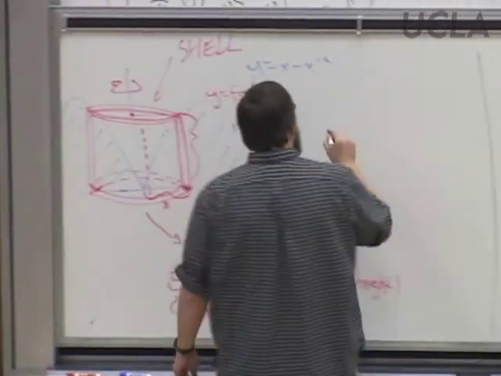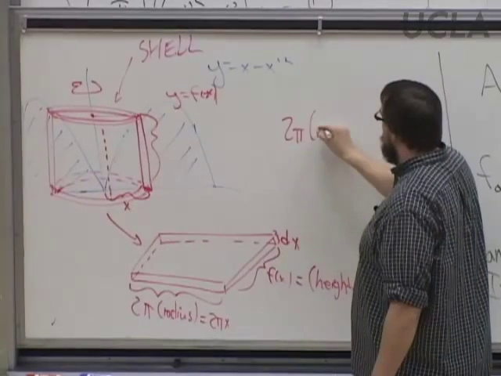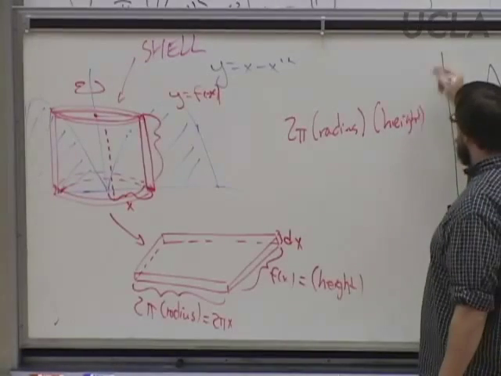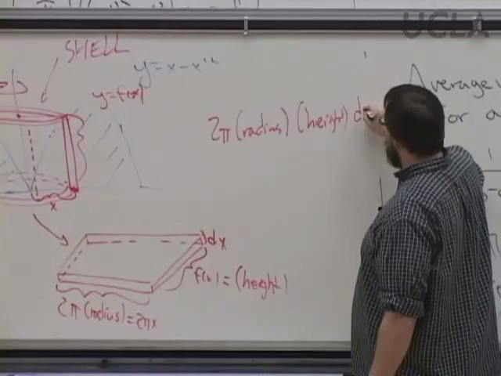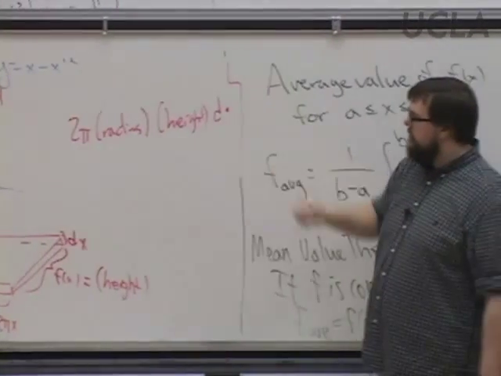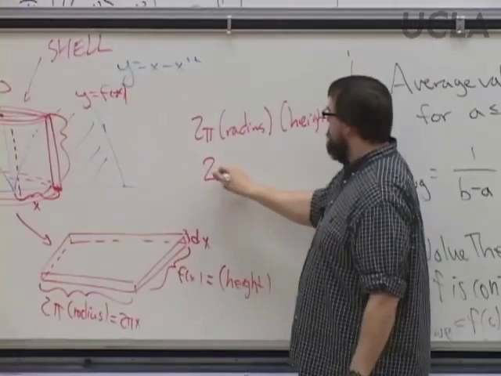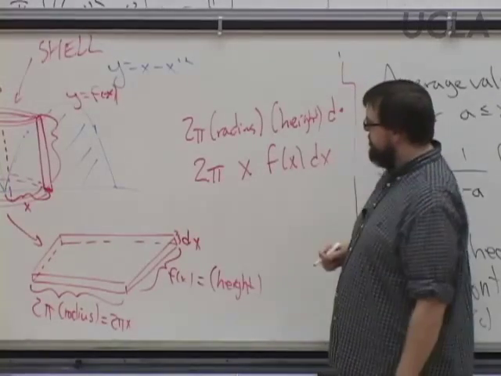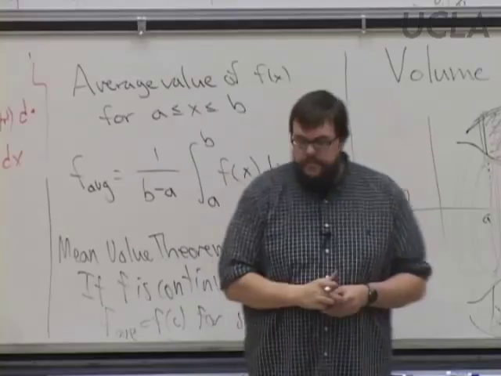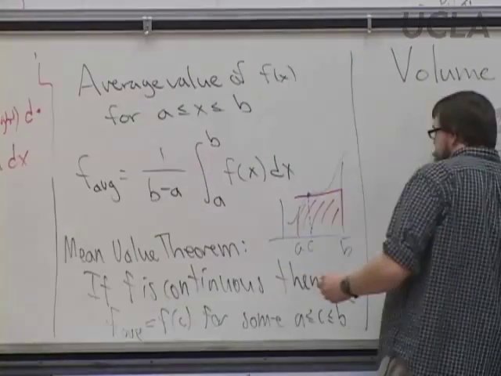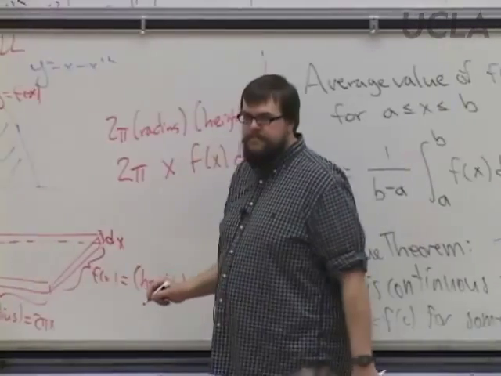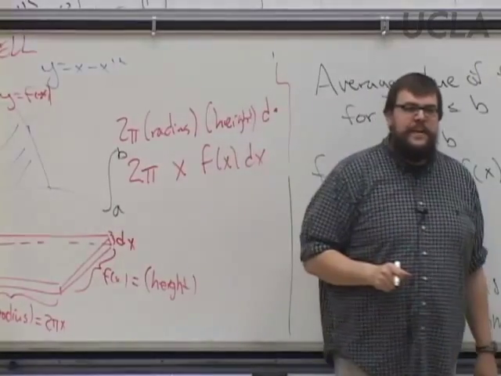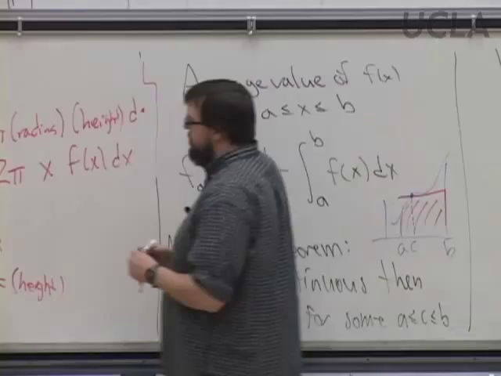So the volume of a single shell will be 2 pi, and we'll first write out notationally radius times height times small change, d whatever. That's your thickness. Or in general, for the more specific case, 2 pi x f of x dx. That's the volume of one of them. How do we find the total volume? We integrate. We add them all up. Once you have the volume of one, to find the volume of all, you add everything up.